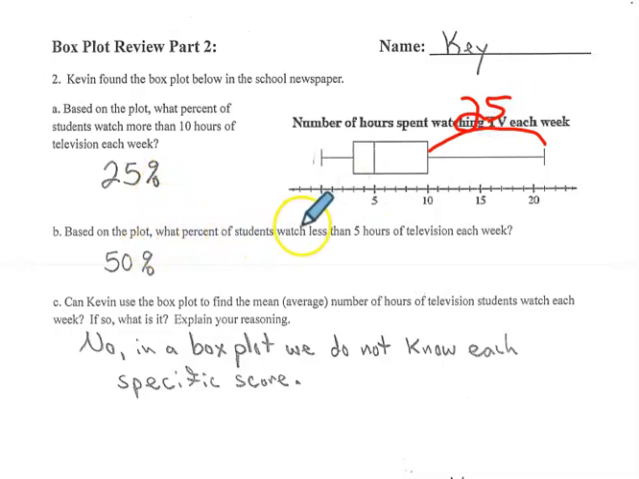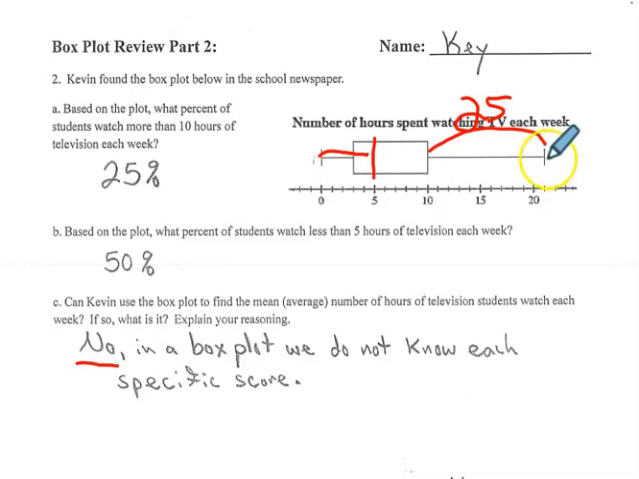Based on the plot, what percent of students watch less than 5? So 5 hours is the median. And so right here is 25%, and then from here to here is 25%, so it's got to be 50%. And then can Kevin use the box plot to find the mean, the average number of hours of television students watch each week? No, you can't, because you don't know specific times.